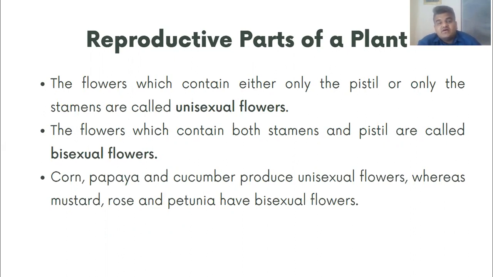The flowers which contain either only the pistil or only the stamens are called unisexual flowers, and the flowers which contain both stamens and pistil are called bisexual flowers. Is that clear? So these are the main types of flowers. In the third point you are given some examples also: corn, papaya and cucumber produce unisexual flowers, whereas mustard, rose and petunia have bisexual flowers.